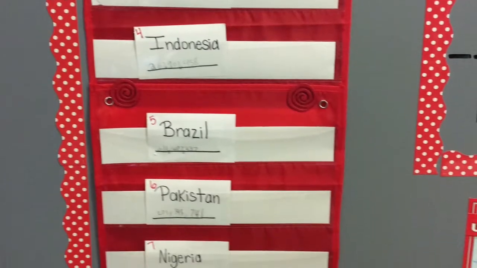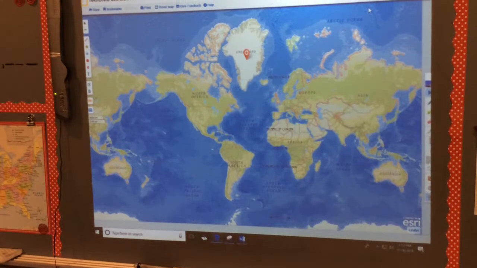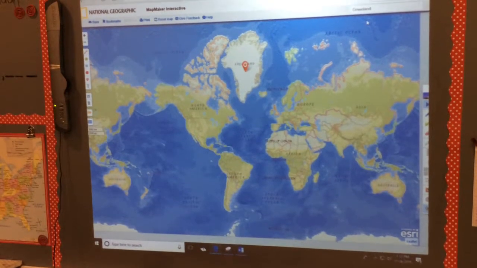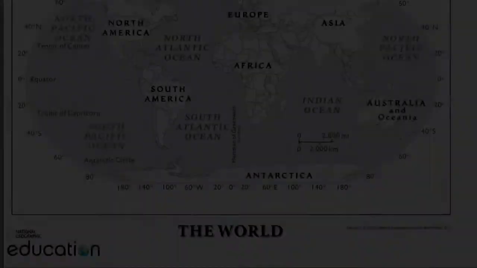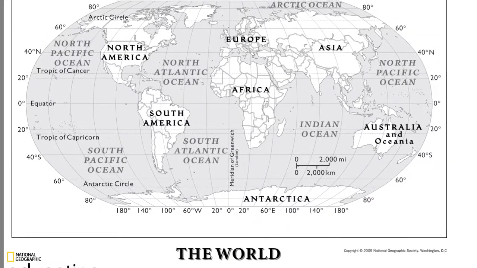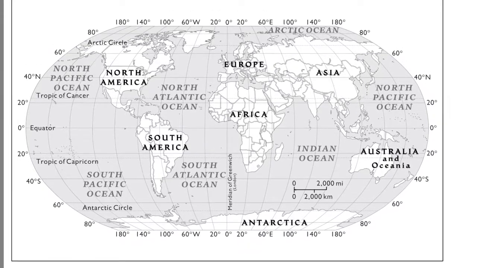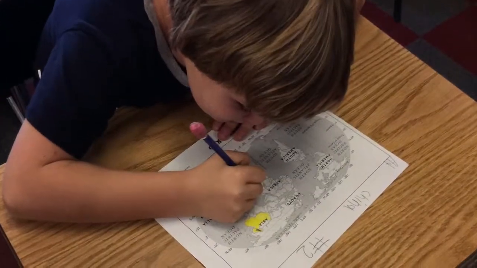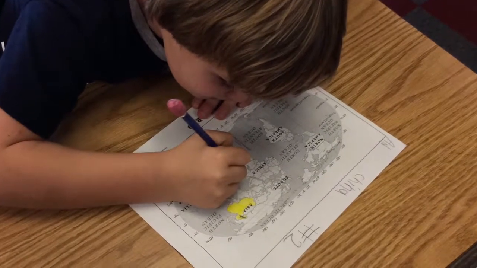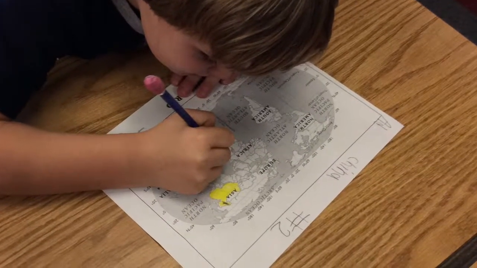We then moved on from the population of the countries to focus on their geographical locations. I used the National Geographic Mapmaker interactive tool to help students locate their countries on the map. We discussed the size of their country in relation to the population and how it was or wasn't what we would have expected. After we looked at each country all together, I gave each student a world map, and they found and colored their country.